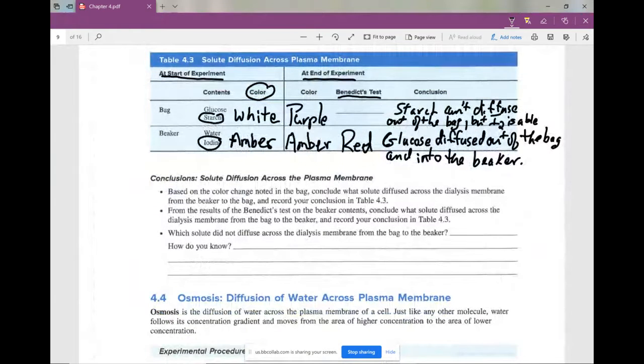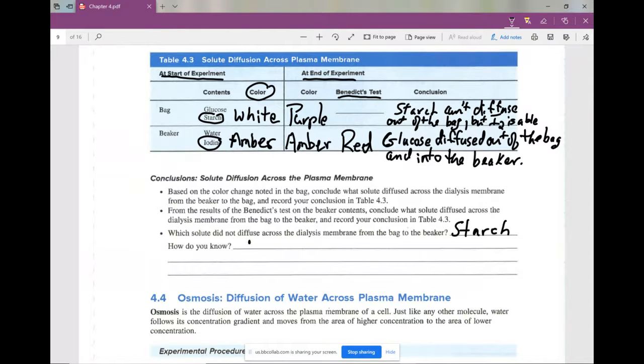Based on the color change noted, what solute diffused across the dialysis membrane from the beaker to the bag, and record your conclusion, which we did. From the results of the Benedict's test on the beaker contents, conclude what solute diffused across. So in that case, it would have been the glucose. In the first case, it would have been the iodine, which diffused. Which solute did not diffuse across the dialysis membrane from the bag to the beaker? And the answer would be starch.